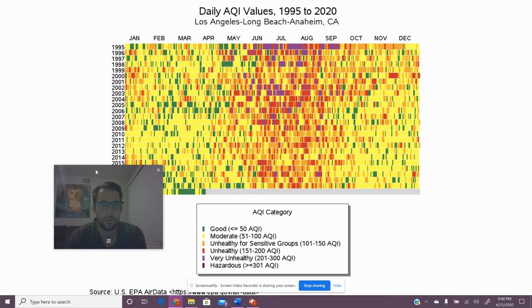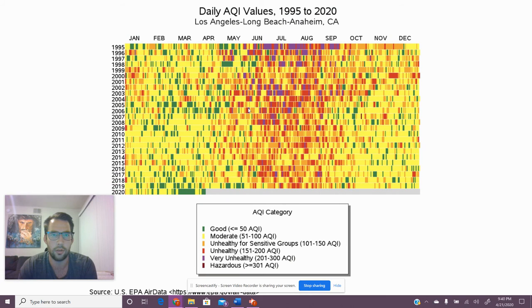So this is an interesting table I want you to take a look at. It is the air quality of Los Angeles from 1995 through to 2020. So if it's purple, it's really bad air quality. If it's green, that means it's really good air quality. You can see in 1995, the worst year as far as air quality goes, and then it gradually gets better as the years go on.